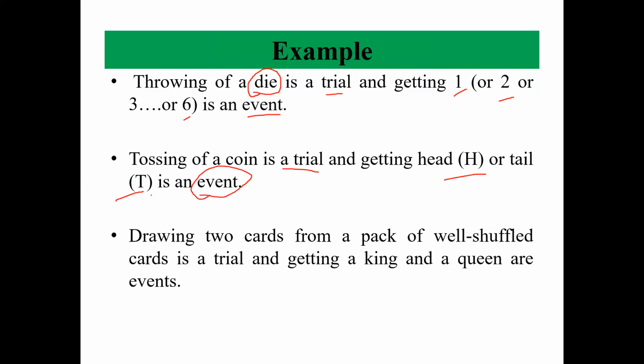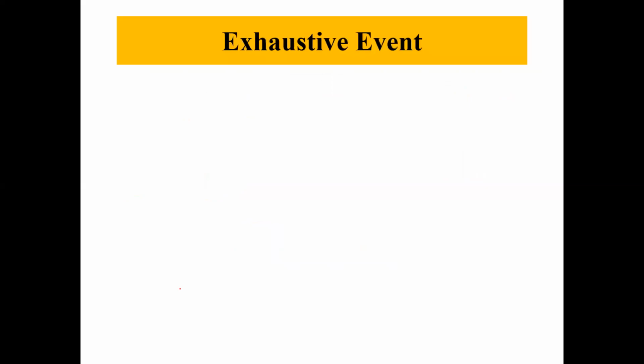Another way: drawing cards, here we are talking about playing cards. Drawing two cards from a pack of well shuffled cards is a trial, and getting a king and a queen are events. This is the basic definition of trial and events with examples.